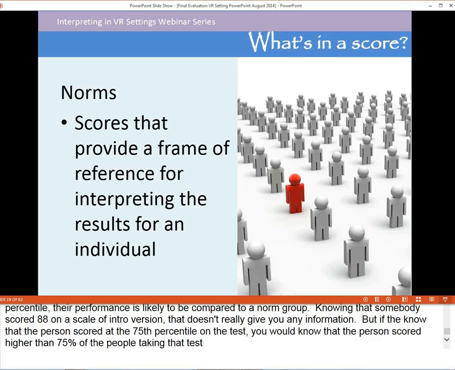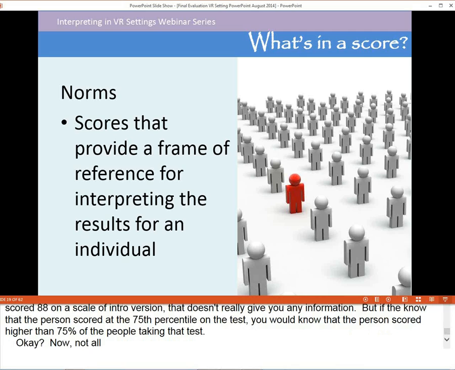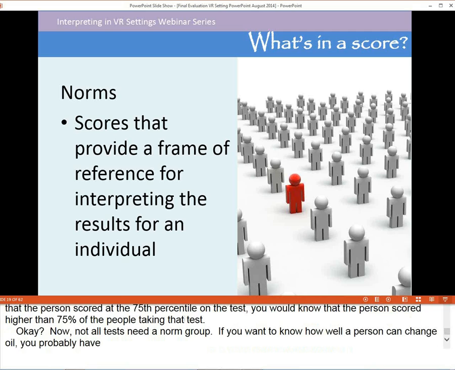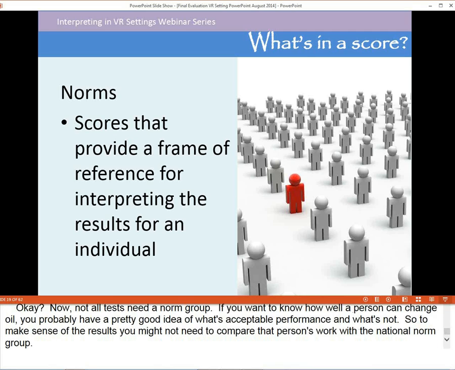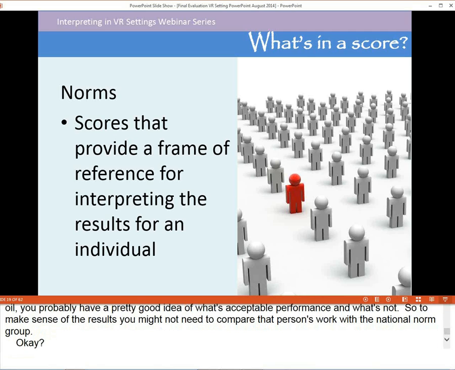Okay? Now, not all tests need a norm group. If you want to know how well a person can change oil, you probably have a pretty good idea of what's acceptable performance and what's not. So to make sense of the results, you might not need to compare that person's work with a national norm group. Okay? Next slide.